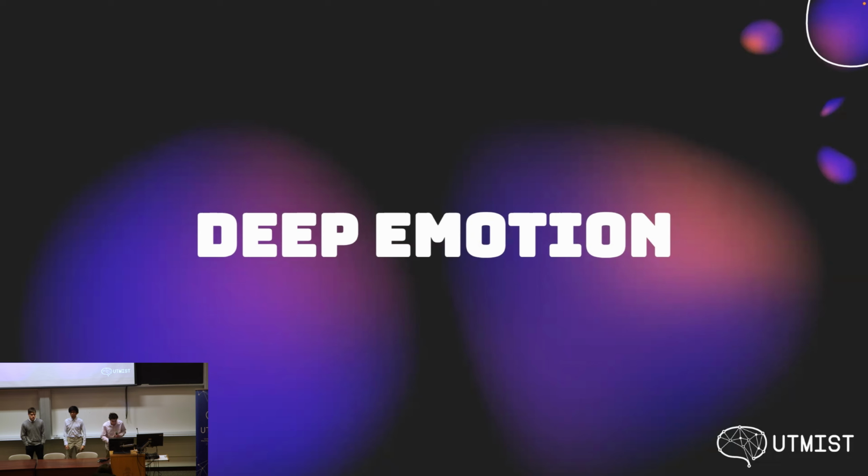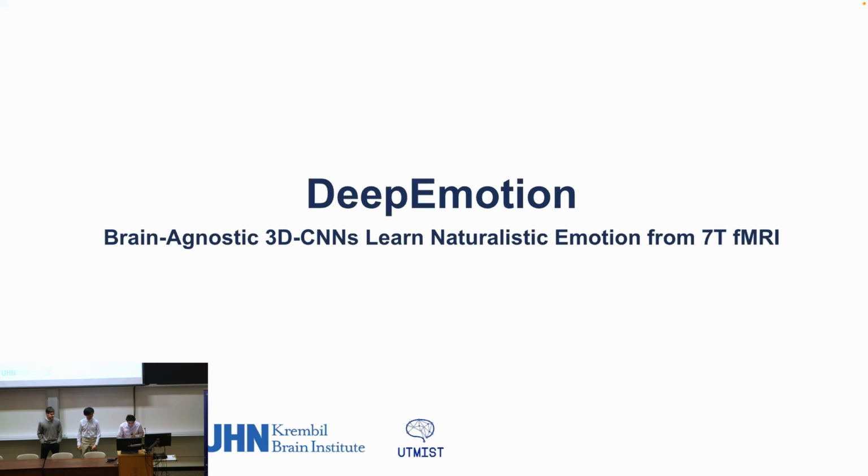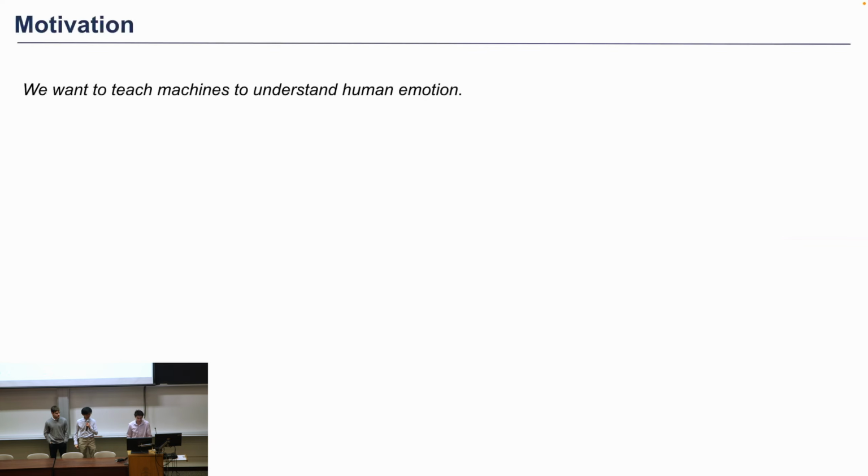All right, hello everyone. We're the Deep Emotion team. We've spent the last bit of time training convolutional neural networks to classify naturalistic emotion from 7 Tesla fMRI data. I'm Josh. I'm Samuel. I'm Toya. Our main motivation is to confirm our functional understanding of the brain's emotional responses and, more importantly, to teach our models to learn these emotional representations. Ultimately, we hope that our findings can be translated into clinical practice in mental health care.